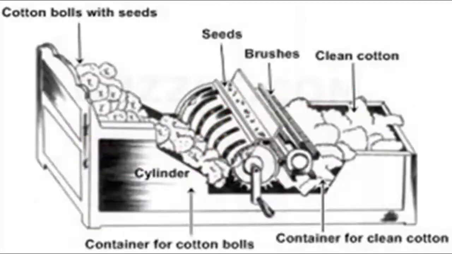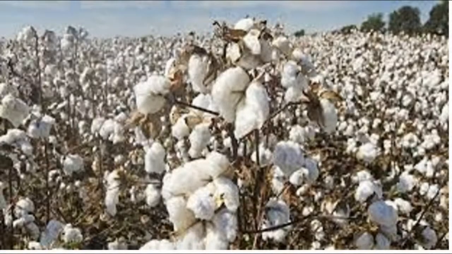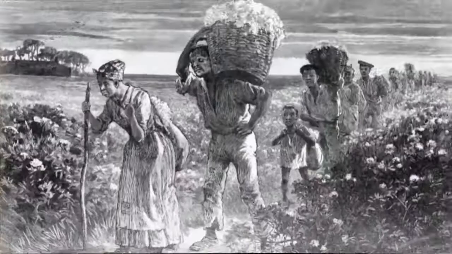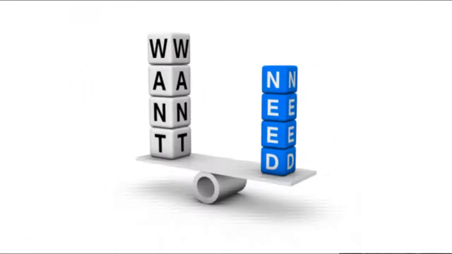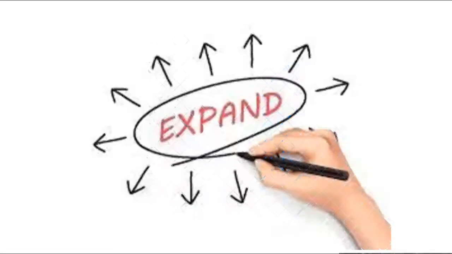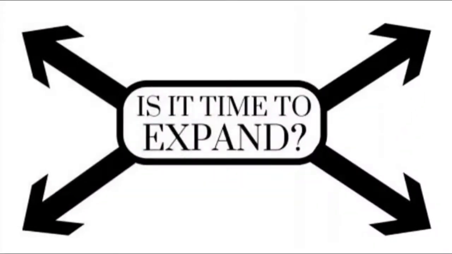Then comes the cotton gin. Now we can clean the cotton quickly, so we need to plant cotton and pick it quicker. Our dependence on slavery is growing. The North looked at slavery as an evil thing. The South looked at slavery as a help or a need. Every time the nation gained new land, the South wanted slavery to expand. The North didn't. As a slave state, Georgia wanted slavery to expand.